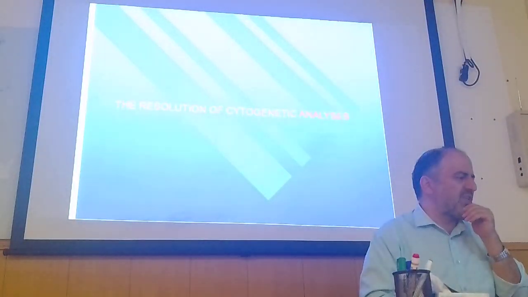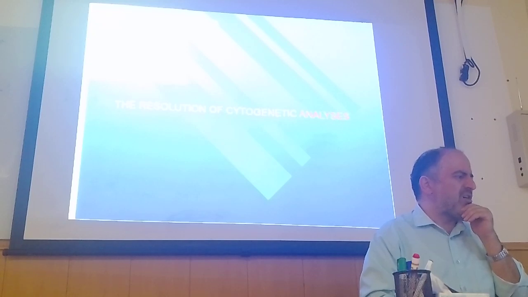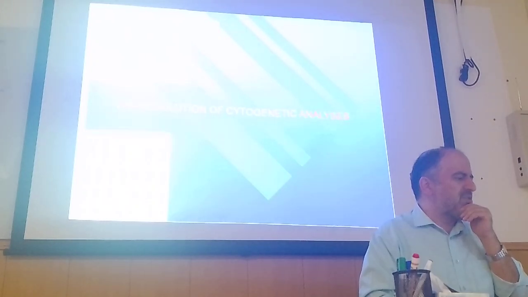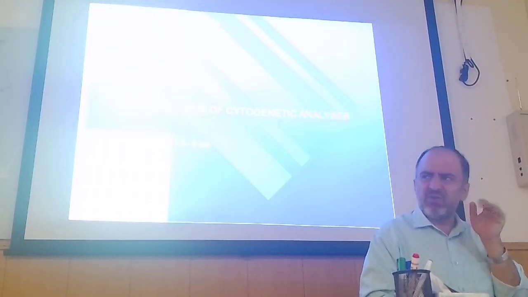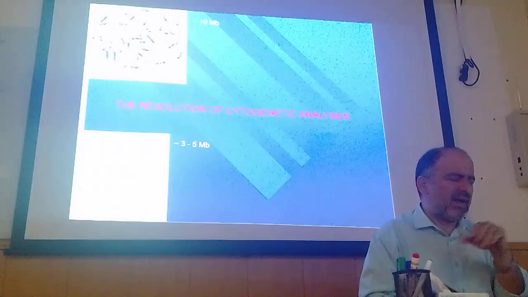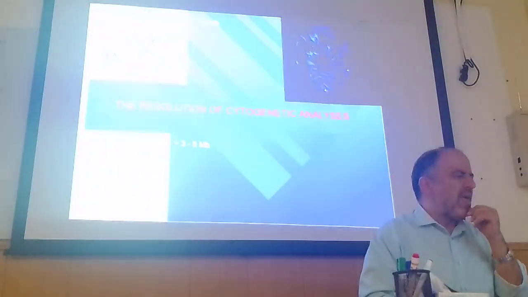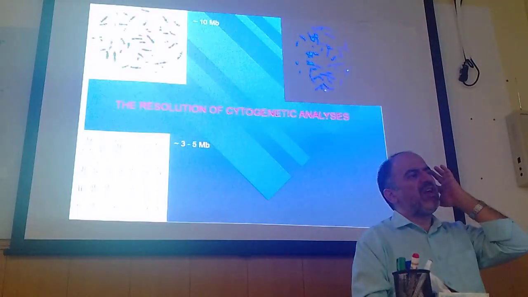So the resolution is very important. Usual karyotyping is 10 million base pairs. High resolution karyotyping is 2 to 3 or 3 to 5. Usually some people say 3 to 5, some people 2 to 3, it doesn't matter. Otherwise you should go for FISH.